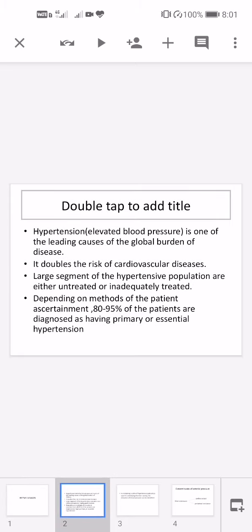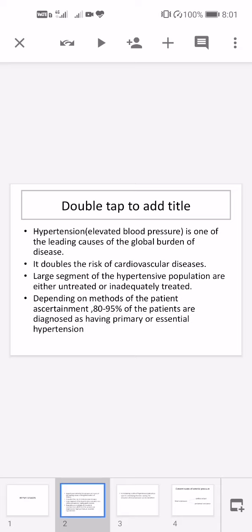Hello, all of you. Today we will be studying hypertension, the introduction and the regulatory mechanism of blood pressure. Hypertension, that is the elevated blood pressure, is one of the leading causes of global burden of disease. It doubles the risk of cardiovascular diseases. A large segment of the hypertensive population are either untreated or inadequately treated.